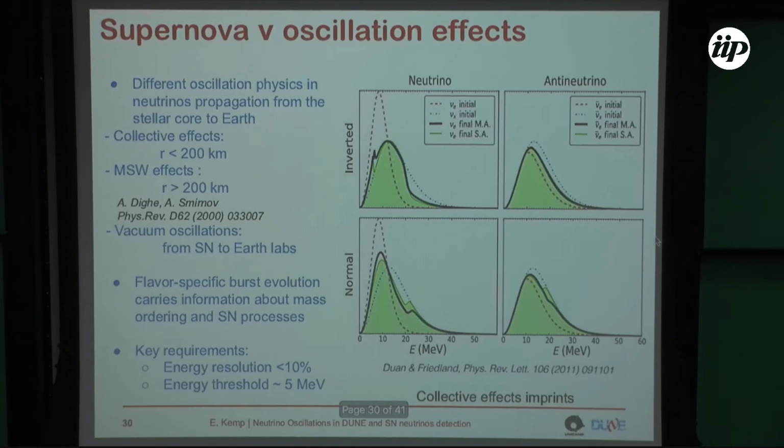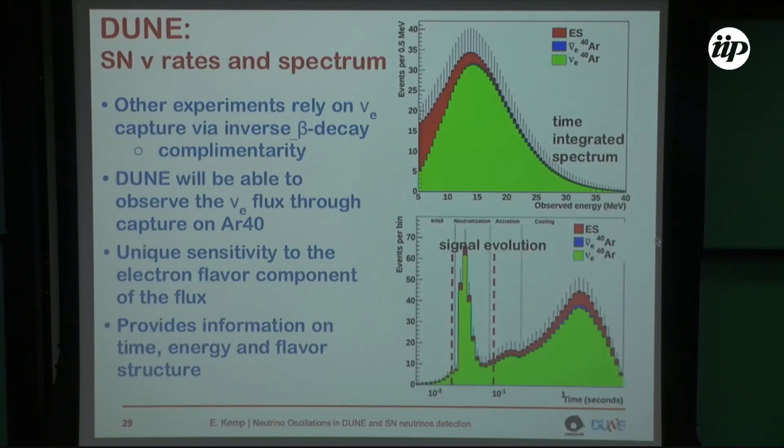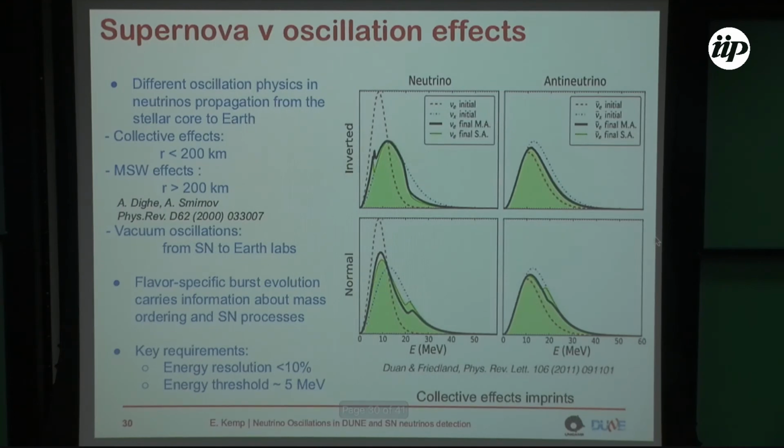And this is the signal evolution, where you can see a large peak at the early stages of the supernova detection, mainly due to the detection of electron neutrinos. So this is an important feature of the liquid argon detector. And when you use a kind of complementarity between water Cherenkov and scintillator detections, you can get a better picture of the supernova event. But DUNE has unique sensitivity to the electron flavor component. And DUNE has the capability to provide information on time, energy, and flavor structure.